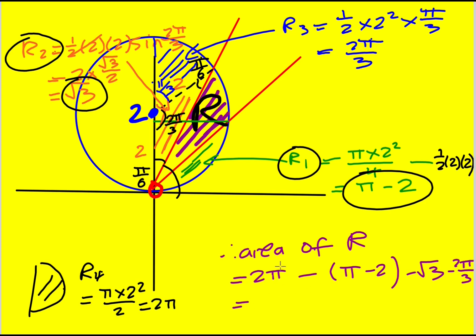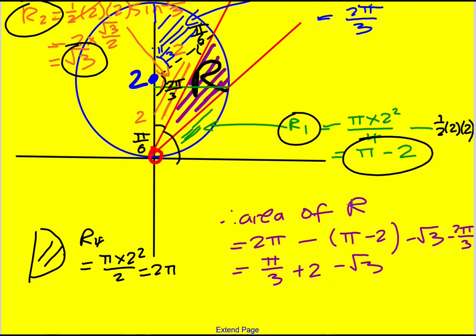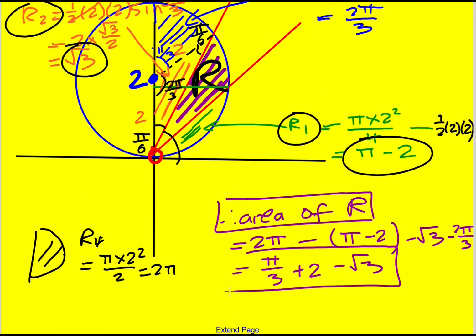So then I'm going to get 2 pi minus pi, which is pi. I'm going to minus 2 pi over 3. I'm going to get pi over 3. I'm going to end up adding 2, and I'm going to minus root 3. And I've got it in a slightly different order, but that is exactly the same as when we used our polar form. So two approaches. Yeah, good question. Well done.